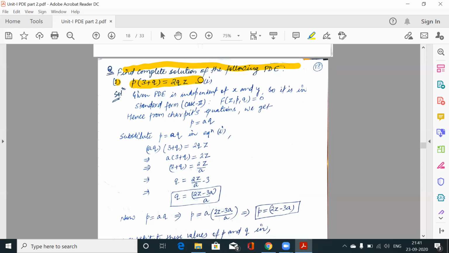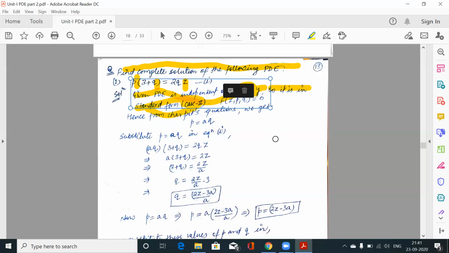Now how to solve it? First we have to observe. If you don't remember any case, you just apply the Charpit method. But if you remember the cases, the standard forms, then if you observe here, we have P, Q, Z. So Z, P, Q are the variables. Here we don't have any X term, we don't have any Y term. So this given PDE is independent of X and Y. Here there is neither X nor Y; there is Z, P, Q. So it is in standard form case 2, or standard form 2.